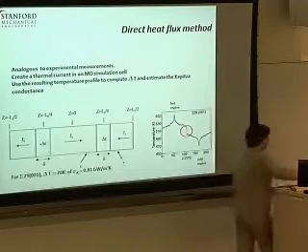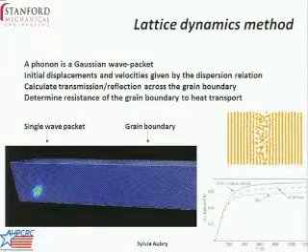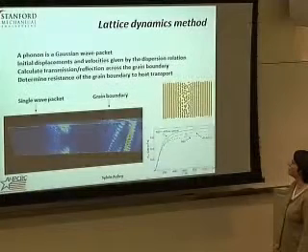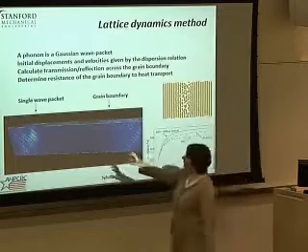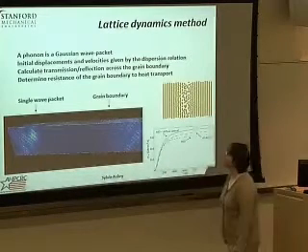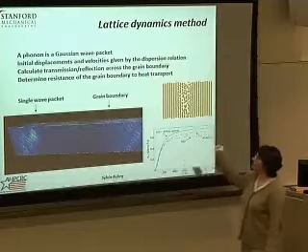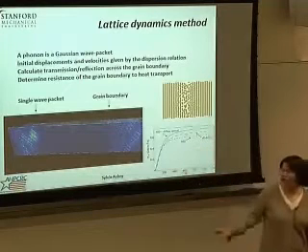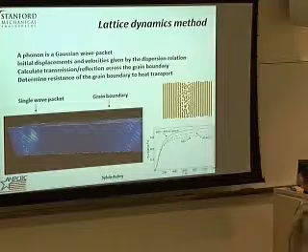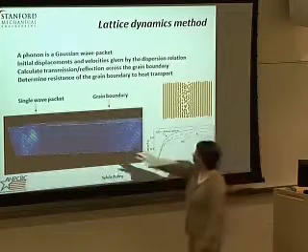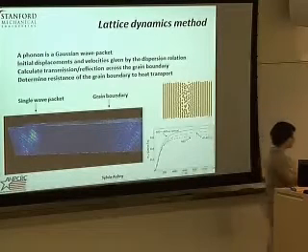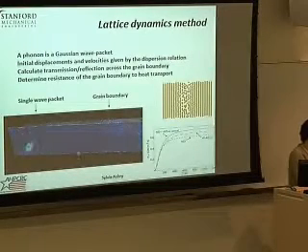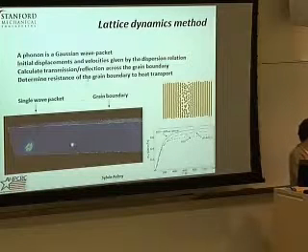Okay, and we also have done another method, which is called the lattice dynamics method. Again, that's implemented fully in LAMMPS. So here the idea is that you have a phonon that is modeled as a Gaussian wave packet, and you give it an initial displacement and velocity given by the dispersion relation, and you can calculate how much this phonon is going to transmit and reflect energy when it goes across the grain boundary. So let me show you. I think the movie started, but I'll show you. Hopefully this is going to work.